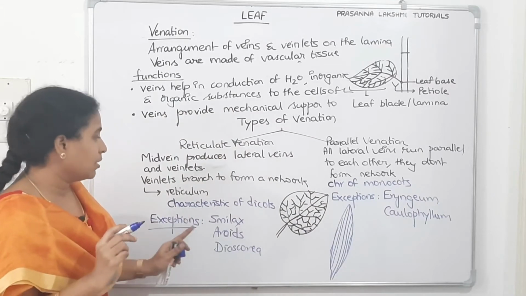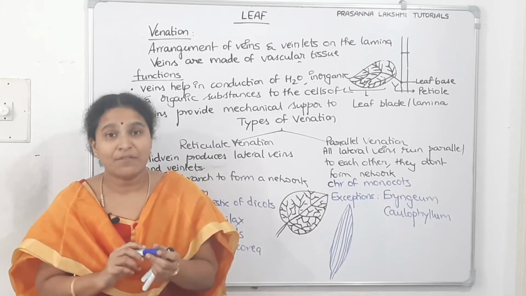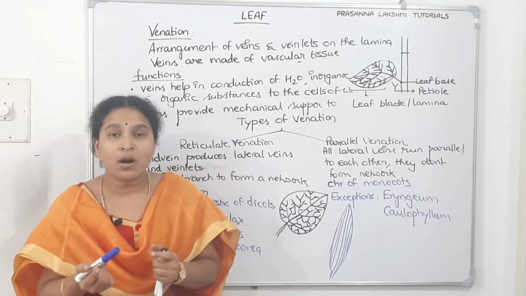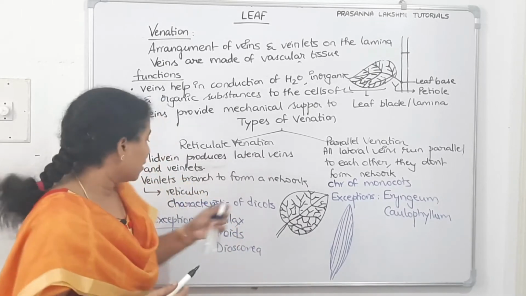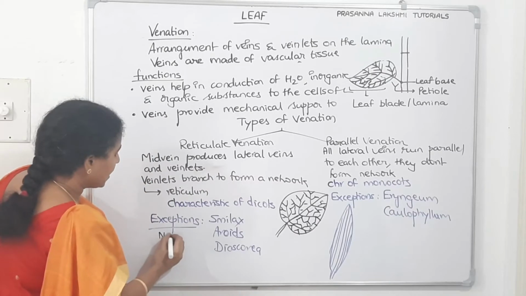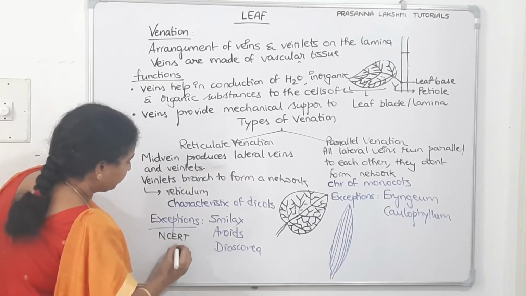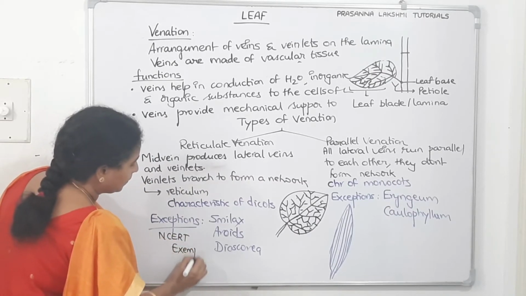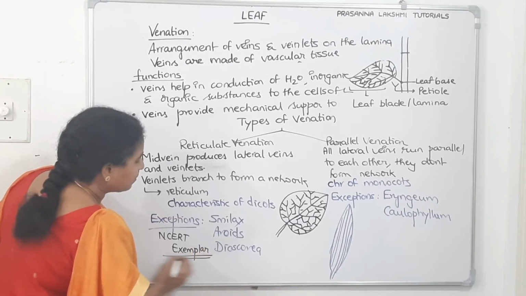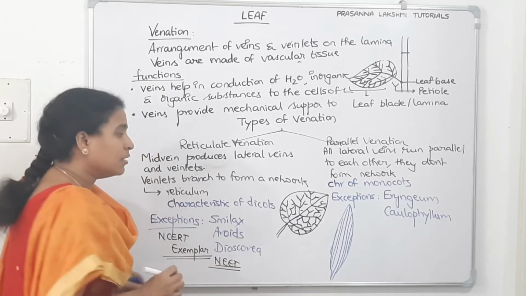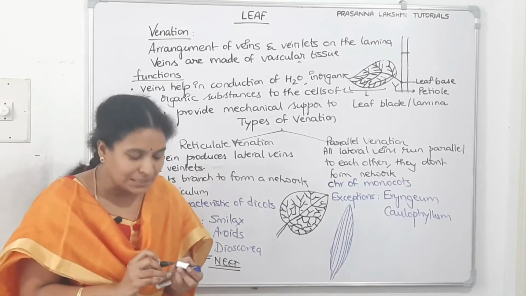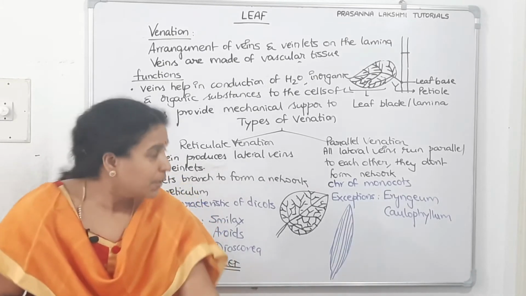Now this question, name the dicots which are having parallel venation, name the monocots which are having reticulate venation, is there in NCERT exemplar. It is there in NCERT exemplar, so it is a point to be noted. It might appear in the NEET examination. So understand it clearly.